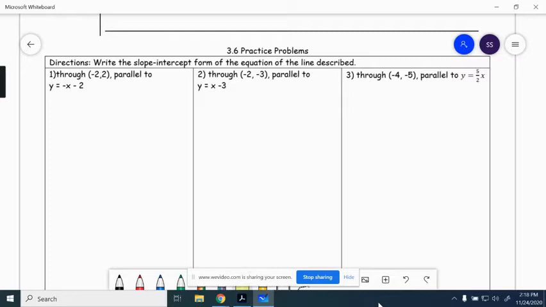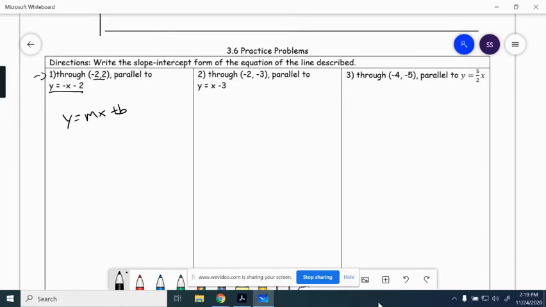So basically what we're doing with 1 through 3 here is we need to write the equation of a line in slope-intercept form, which is y is equal to mx plus b. And the line that we need to write goes through this point, -2, 2, and is parallel to y is equal to -1x minus 2.